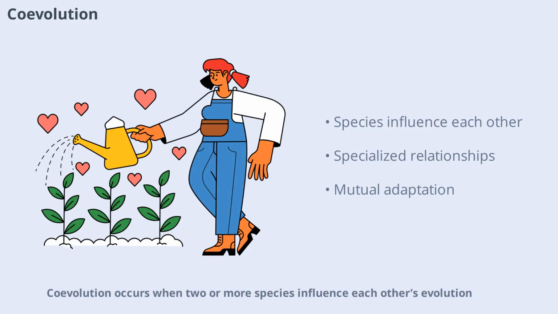Coevolution occurs when two or more species influence each other's evolution. For example, flowers and pollinators like bees have evolved together, each adapting to the other's needs. This process can lead to highly specialized relationships and is a fascinating aspect of natural selection.